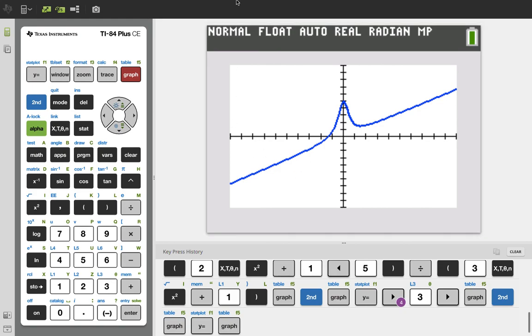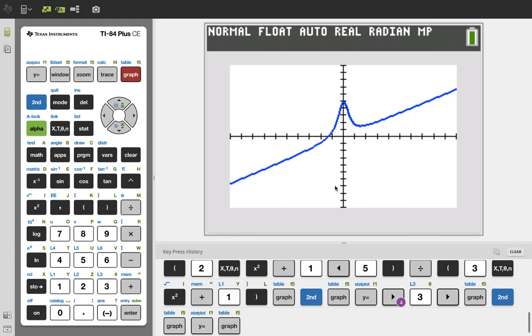All right, I will see you in the next video, and we can go through the rest of the notes so that we can then begin putting this all together in graphing.